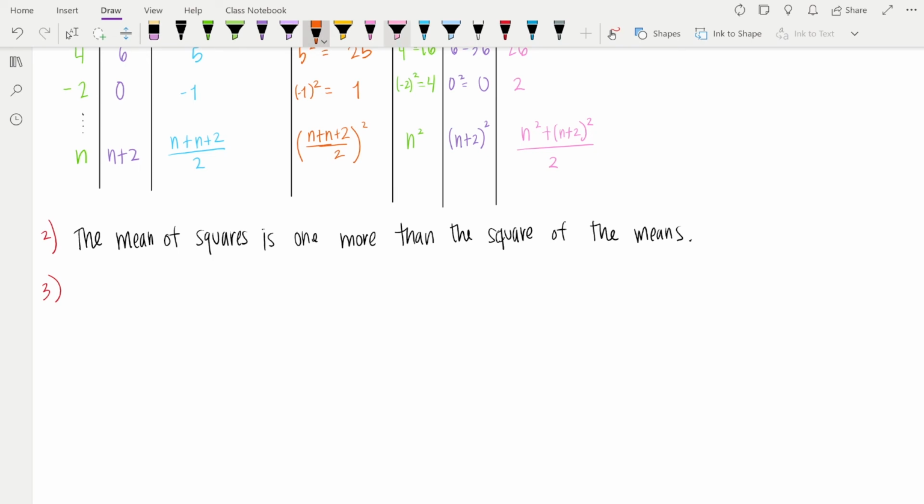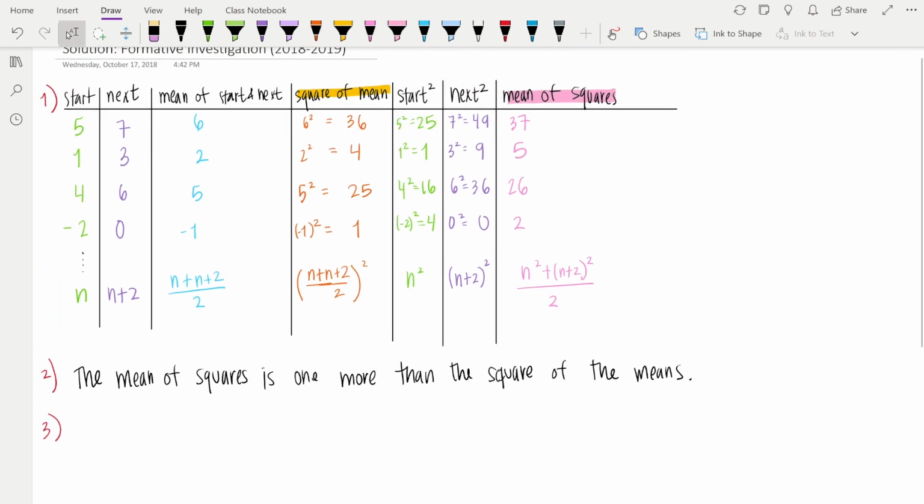So here it says the mean of the squares. The mean of the squares is my pink column. So whatever I have written in the pink column is math for "is equals 1 more than." 1 more than in math is 1 plus, or plus 1. The square of the means. If I look at my table, the orange column, that's my square of the means. So that's N plus 2 over 2 squared.